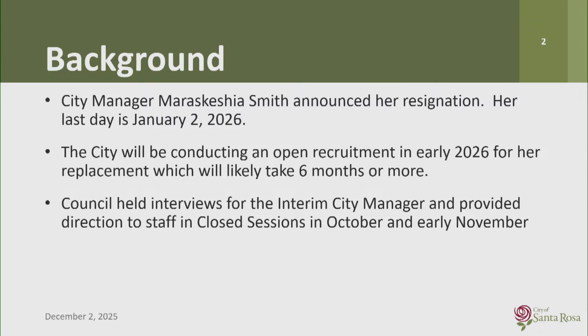As you're aware, City Manager Smith has announced her resignation, and her last day will be January the 2nd, 2026. And the city will be conducting an open recruitment in early 2026 for her replacement, which will likely take 6 months or more. The council did hold interviews for interim city manager and provided direction to staff in closed session in October and early November. In doing so, council selected Lori Ann Farrell to serve as the interim city manager, and Lori has joined us this evening.